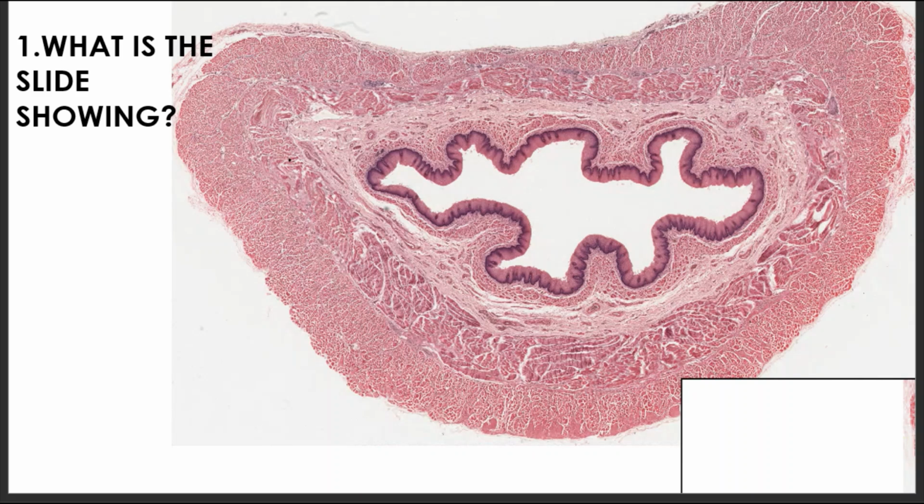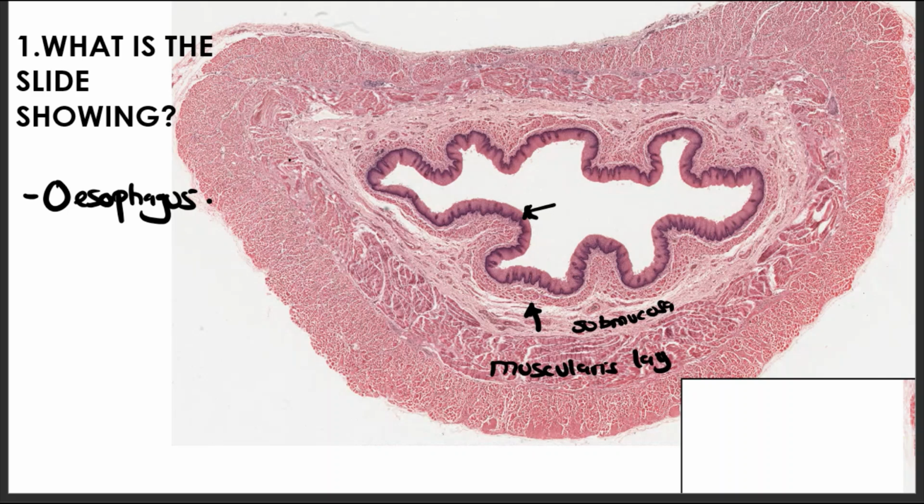What is this slide showing? This is the esophagus. How do I know this is the esophagus? Number 1, it has this epithelia here, the non-keratinized stratified squamous epithelia, and then it has this layer of muscle, which is called the muscularis mucosae. After the muscularis mucosae, you have the submucosa here. After the submucosa, you have the muscularis layer. That's how we know that this is the esophagus.